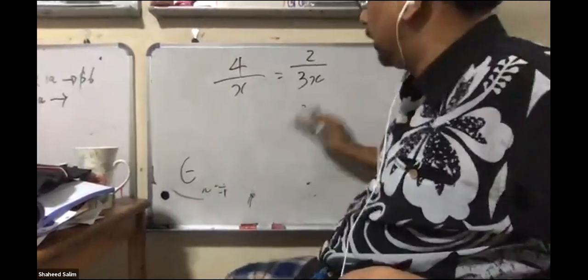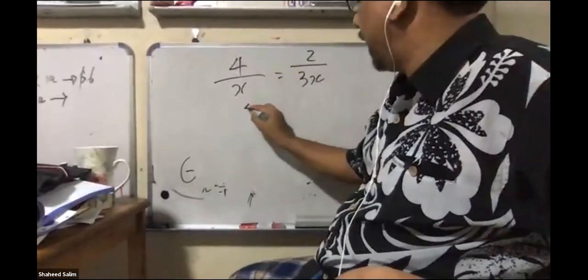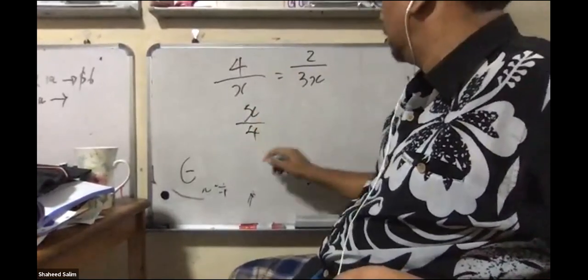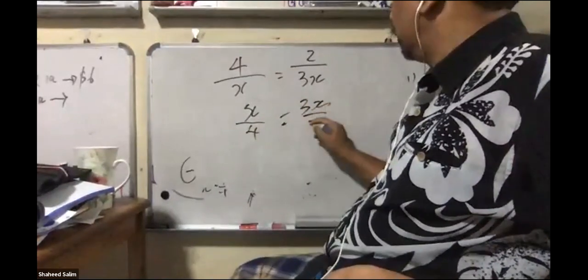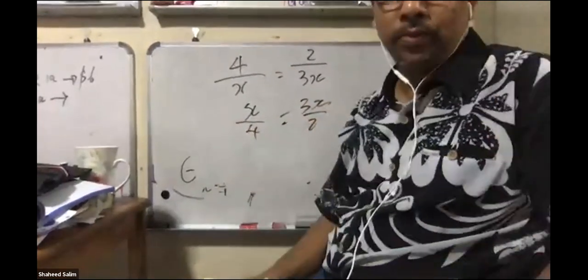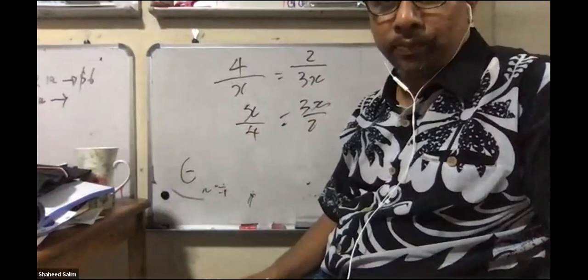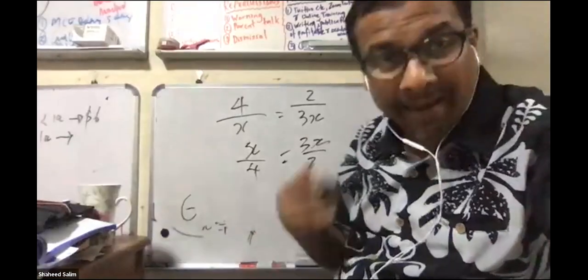I also will flip down here. Flip x over 4. Flip 3 over 2. Can also. Can you see now? There are certain shortcuts we can do, but later on.